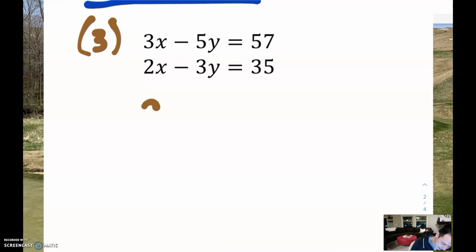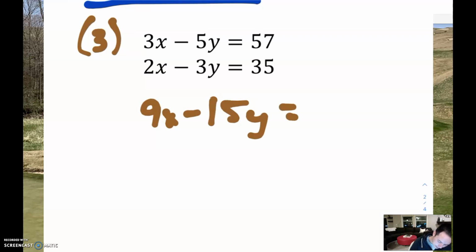3 times 3x is 9x. 3 times negative 5y is a minus 15y. And 3 times 57, 3 times 50 is 150. 3 times 7 is 21. Add them together and you get 171, hopefully.